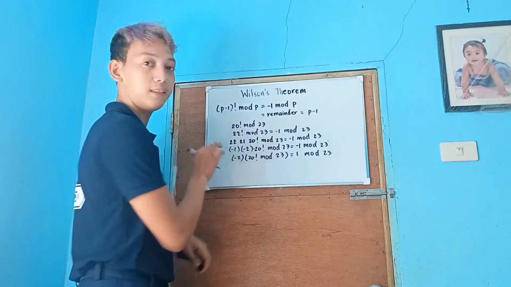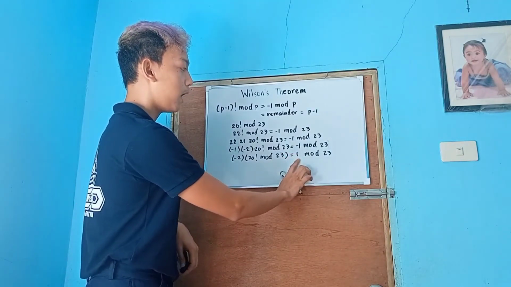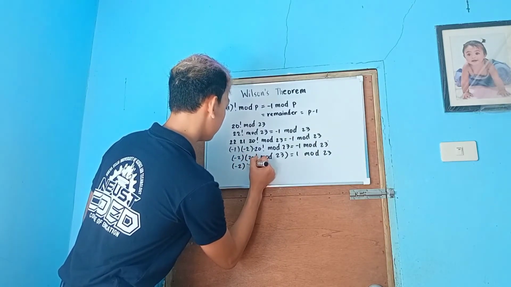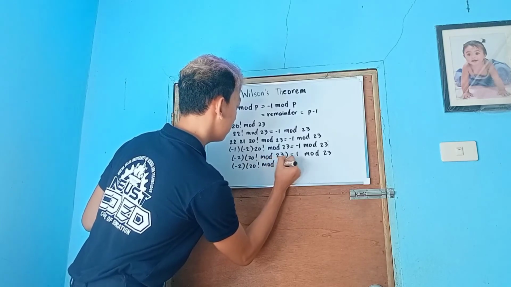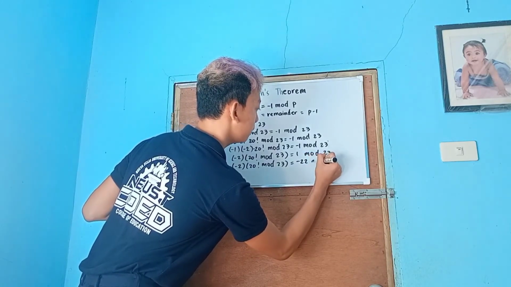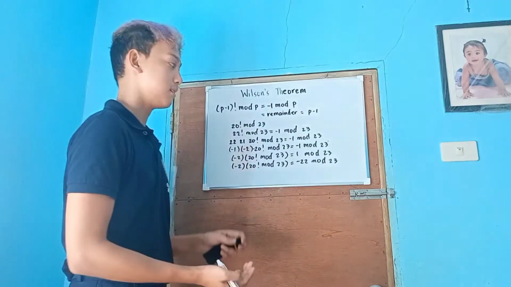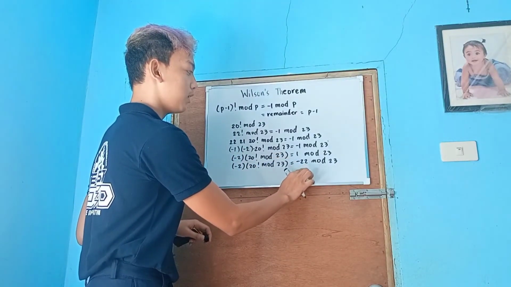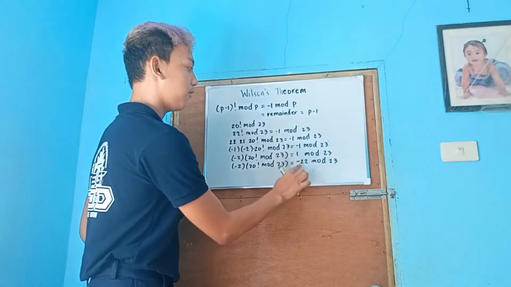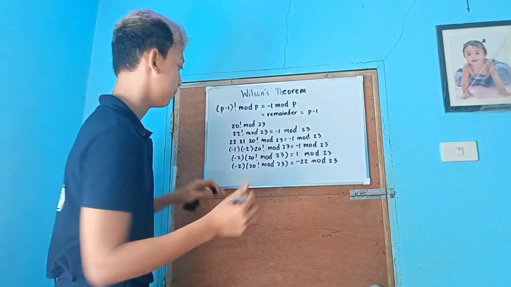But how can we eliminate negative 2? We can eliminate that by simply adding negative 1 and subtracting 23. Then it becomes negative 2 times 20 factorial mod 23 equals negative 22 mod 23. So, why does it become like this? Because negative 22 is divisible by negative 2. Then, we can divide negative 22 by negative 2, and we will have an answer.